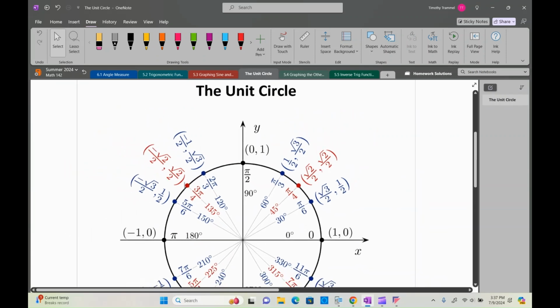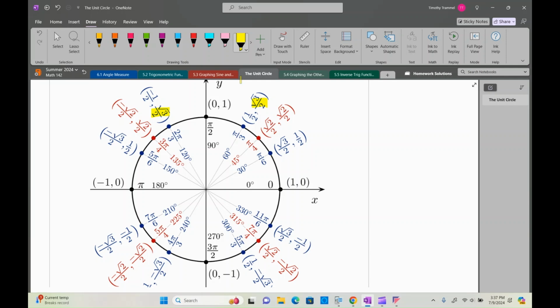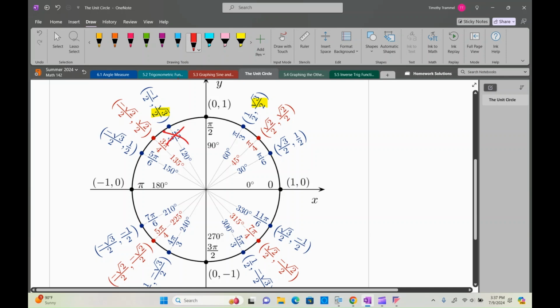And since we're thinking about sine, we want it to be a y value. Okay. And so let's go ahead and highlight where that is, specifically where the y value is root 3 over 2. Okay. So there's two spots, okay? But remember, again, sine inverse can only give us angles that are between minus pi over 2 and pi over 2. This is not in between minus pi over 2 and pi over 2. However, this one is. So our answer here is going to be pi over 3.